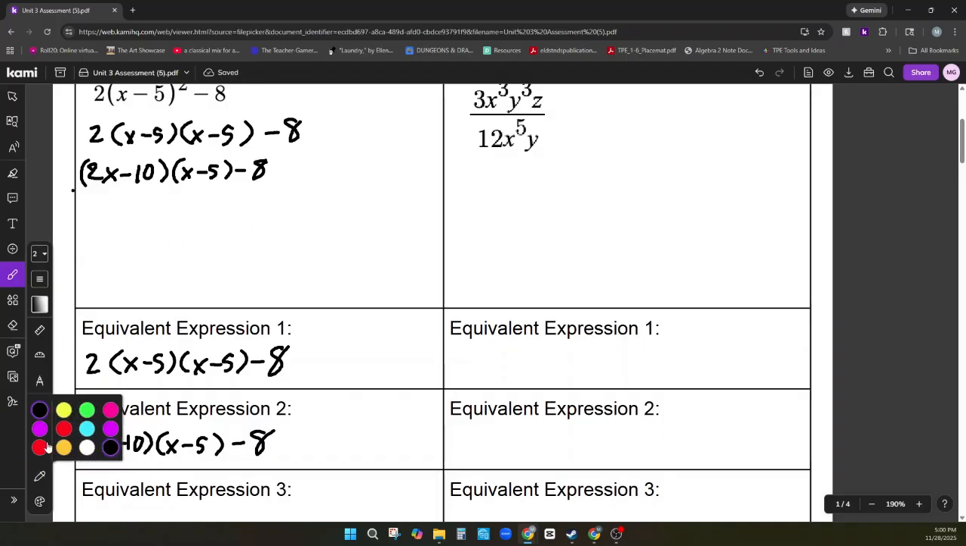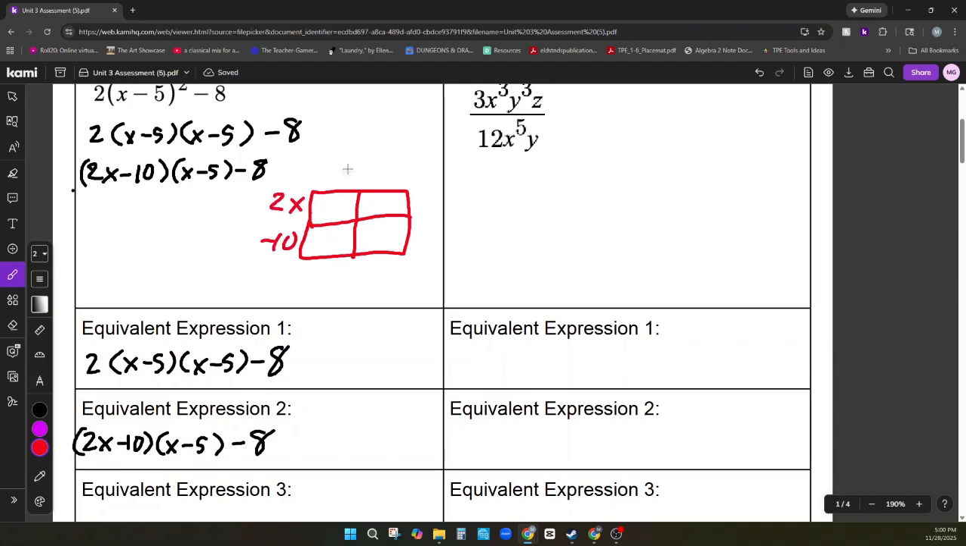And from here, I could multiply out my two parentheses now, which will indeed give me a new form. So I'm going to write (2x minus 10)(x minus 5). That's going to be 2x squared. That's going to be negative 10x. That's going to be negative 10x. And that's going to be positive. What my result gives me is 2x squared minus 10x, and negative 10x gives me negative 20x.